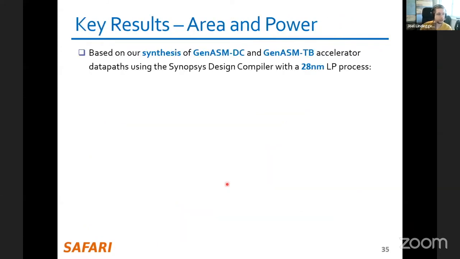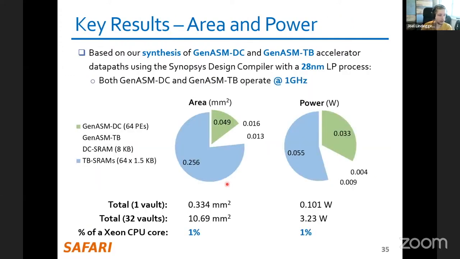So the area and power, when synthesizing, we get a list of area and power numbers. As you can see, we have 4 main components here. This DC part is the forward calculation part, the logic part that generates the tables. This is essentially the systolic array. Then we have the traceback part, which is the logic for generating the CIGAR string. And then we have a bunch of SRAMs down here.